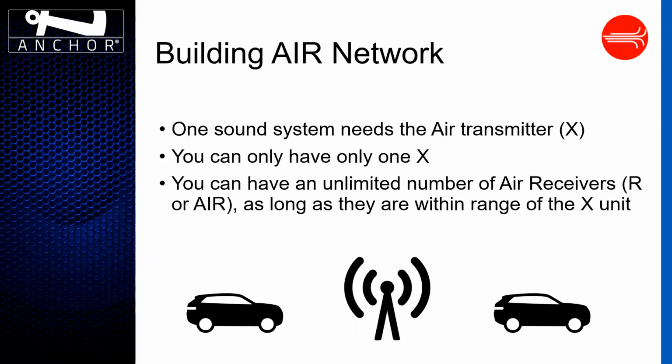Building an air network, there's only a couple of rules you need to remember. The first is one system needs to have the air transmitter, which is the X. You can have only one X on any given network. You can have an unlimited number of air receivers, whether they're R or Air, as long as they are within range of the X units. And I go back to the analogy with the car radio versus the radio station, and that's exactly what we're dealing with here.